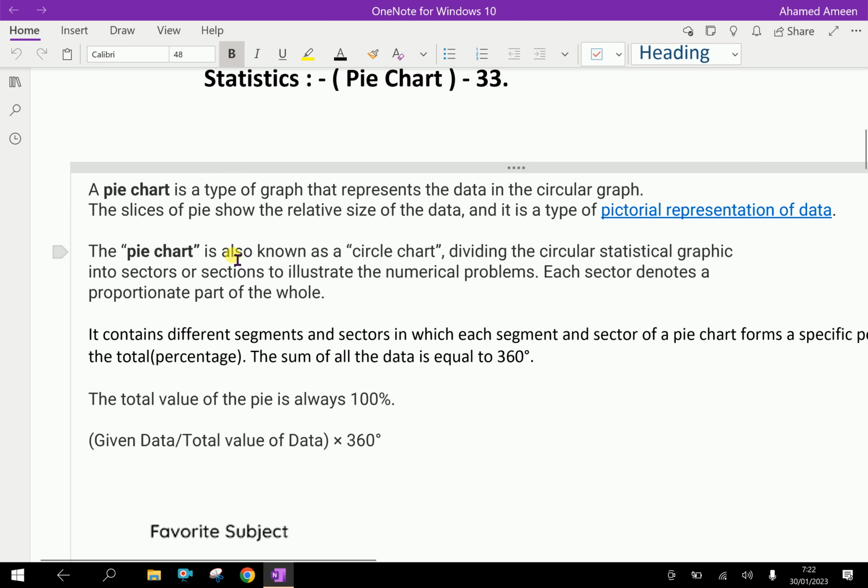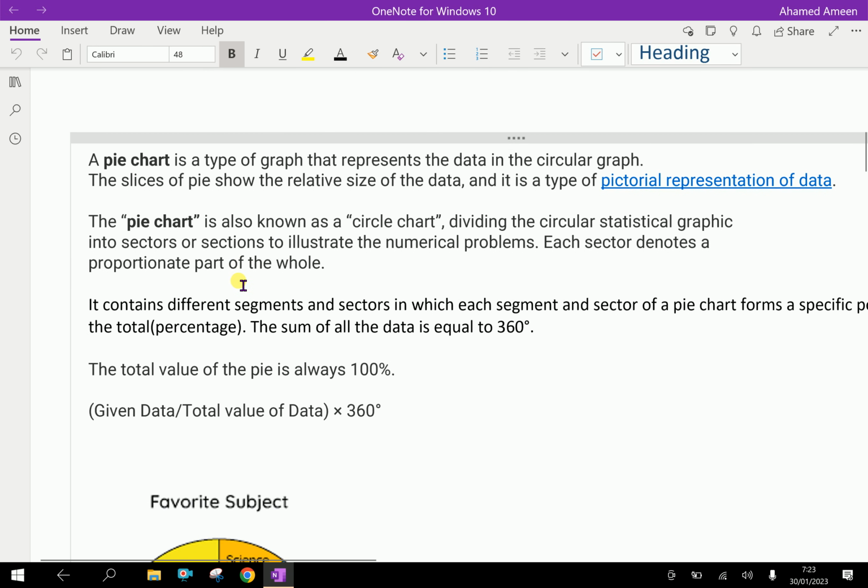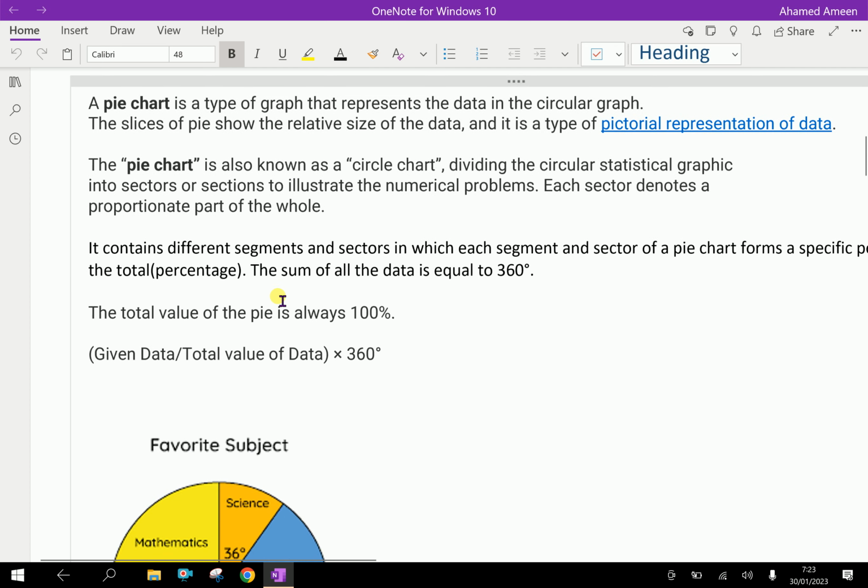A pie chart is a type of graph that represents the data in a circular graph. The slices of the pie chart show the relative size of the data, and it is a type of pictorial representation of data. The pie chart is also known as a circle chart, dividing the circular statistical graphic into sectors or sections to illustrate numerical problems. Each sector denotes a proportionate part of the whole.